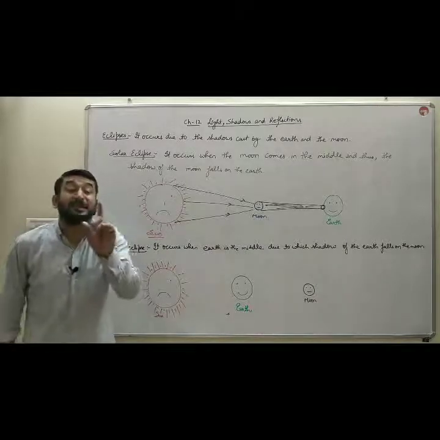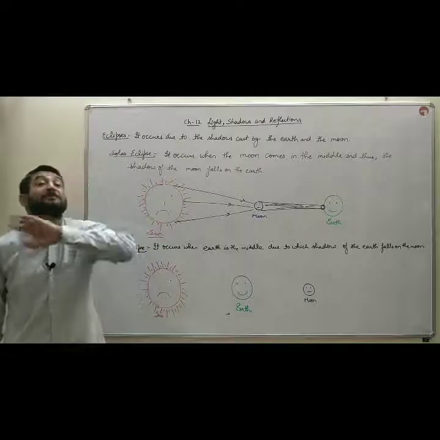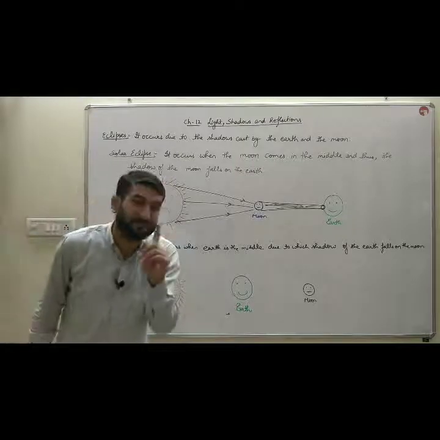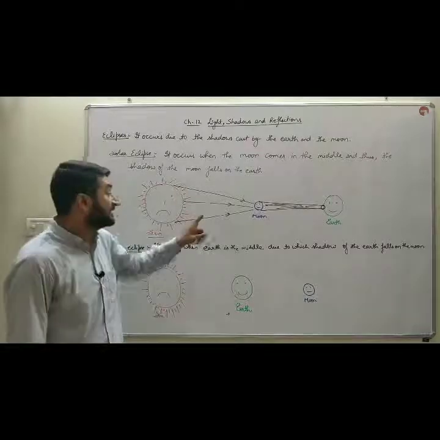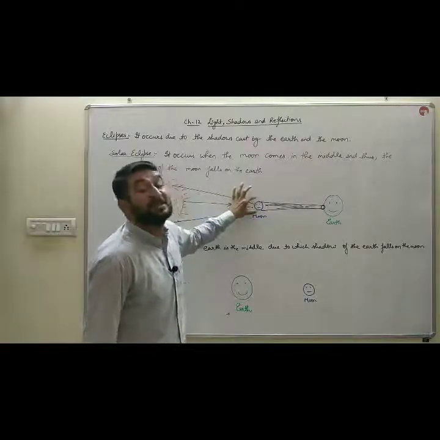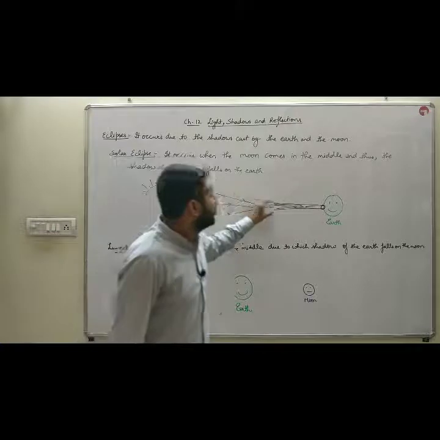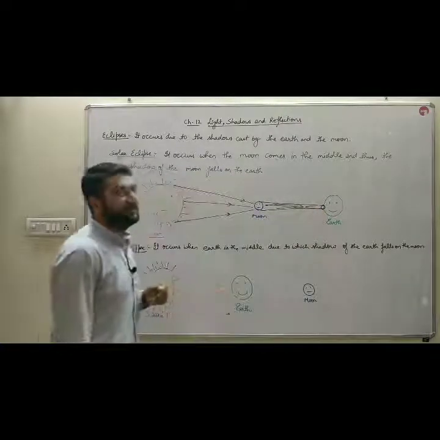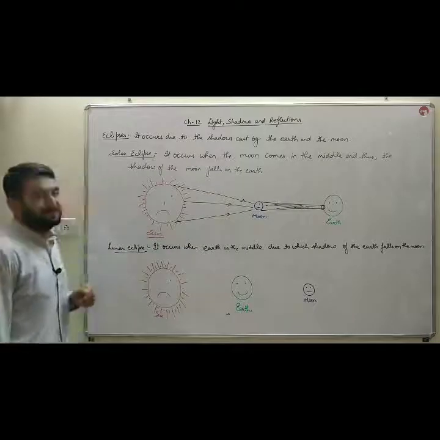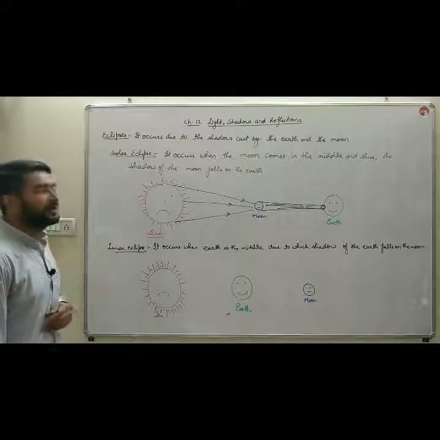Solar eclipse is visible in some parts of the earth, beta. Everywhere on the earth there can't be a solar eclipse. सूर्य ग्रहण कुछ कुछ जगह दिखता है, कुछ कुछ जगह नहीं दिखता बच्चे. That is because of the smaller size of the moon. So due to which the shadow is cast over this part of the earth, and this part of earth can observe a solar eclipse.